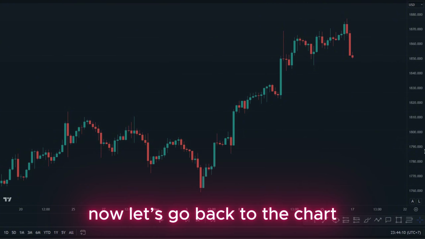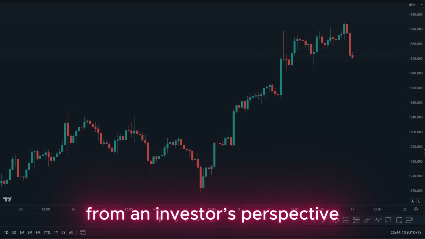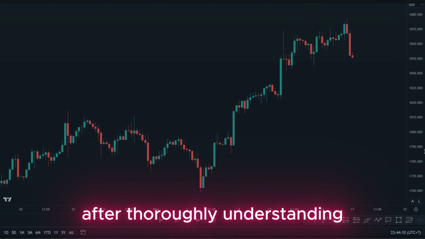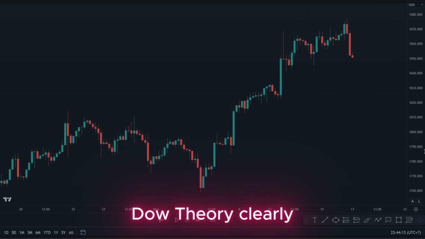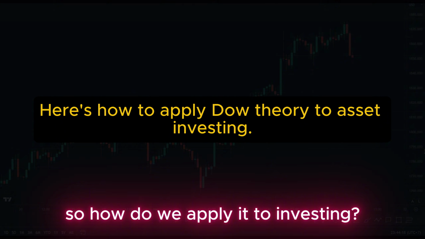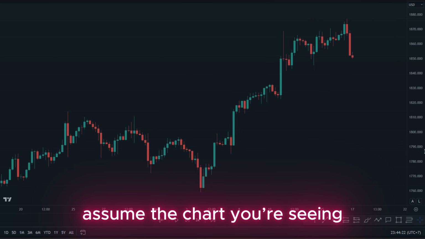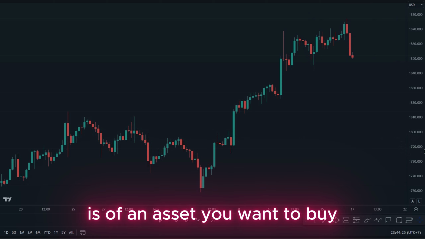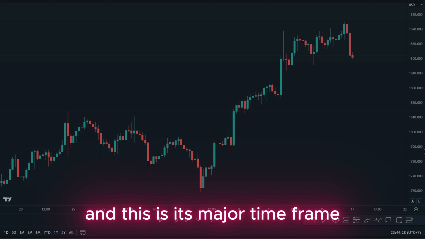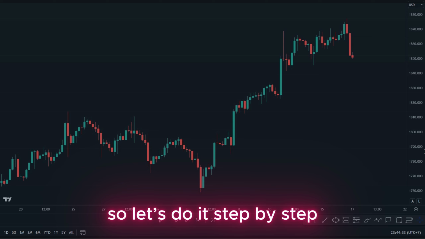Now let's go back to the chart and review the market from an investor's perspective. After thoroughly understanding Dow Theory clearly, based on what I've shared earlier, how do we apply it to investing? Assume the chart you're seeing is of an asset you want to invest in, and this is its major time frame. Imagine this is the weekly chart. So let's do it step by step.